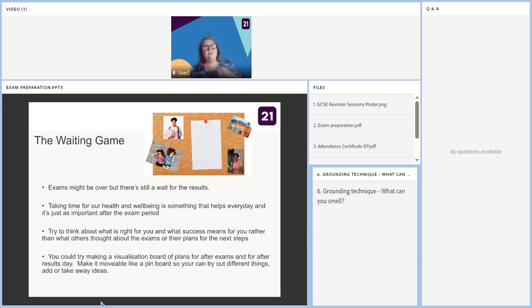Think about what's right for you. Think about what success means to you, because success is not the same for everybody. You could make your own visualization board. There's lots of lovely bits of software out there to help you make it movable. Use a pin board. Keep in mind that we all have different needs and respond differently in this period. Stay busy. Look after your physical and your mental health.